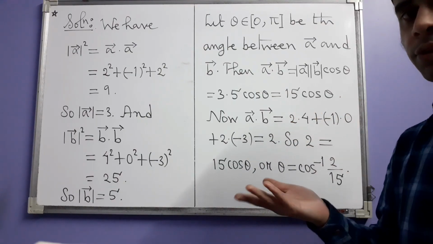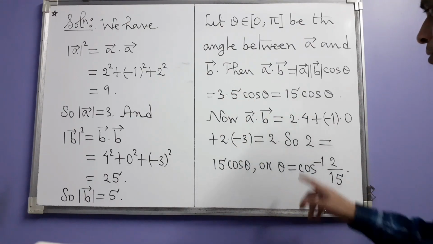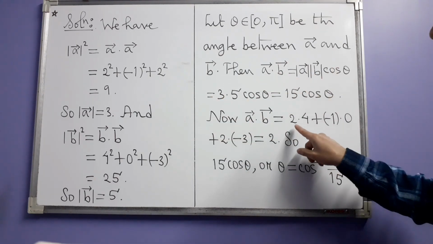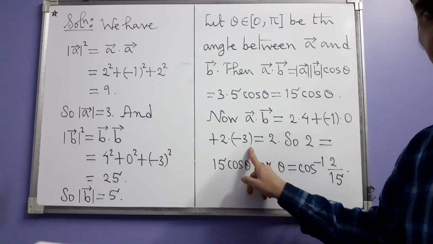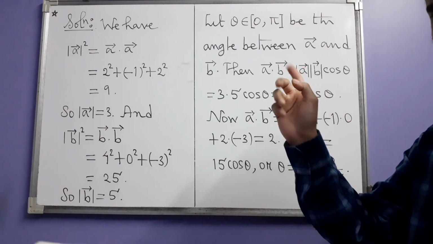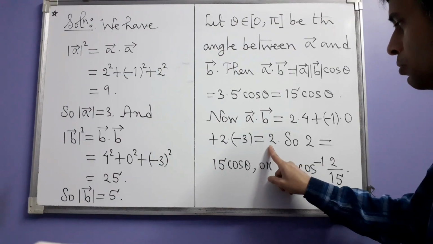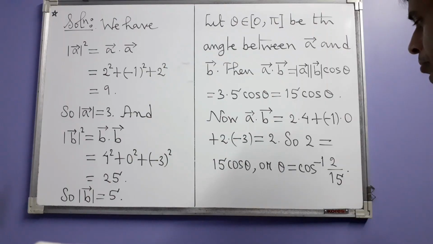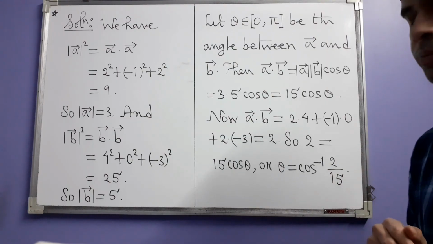But we can of course also calculate A dot B separately using again that fourth property. So you go back and see what the vectors A and B are. It will be 2 times 4 plus minus 1 times 0 plus 2 times minus 3. That is, we are multiplying the corresponding coefficients of those i hat, j hat and k hat and adding them up. So that way we get 2. So the left hand side is 2 and the right hand side is 15 cos theta. And that means theta is cosine inverse of 2 divided by 15.